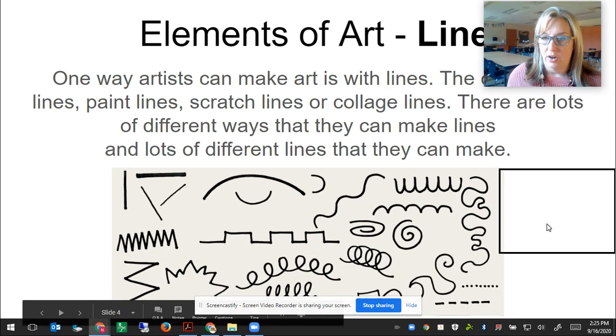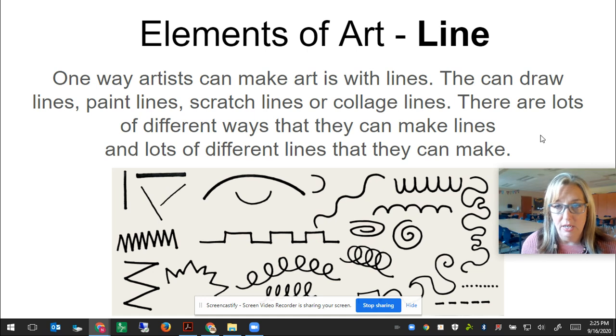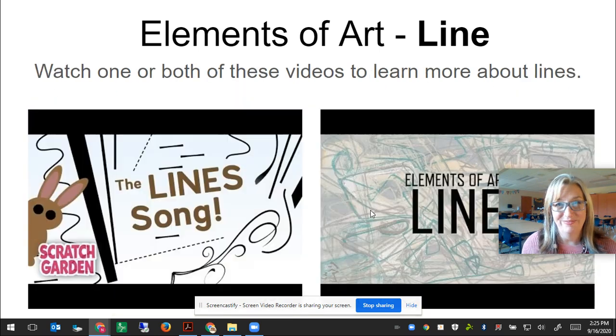One of the elements of art, the very first element of art that you learn, is line. So one way that artists can make art is with lines. They can draw lines, paint lines, scratch lines, or collage lines. There are lots of different ways that they can make lines, and there are lots of different lines that they can make. And so these lines are lines that we've learned and should be familiar to you.